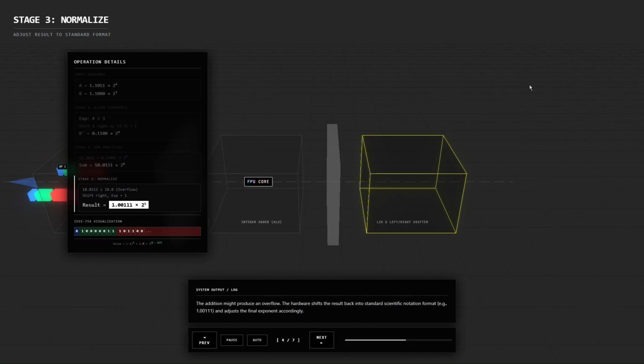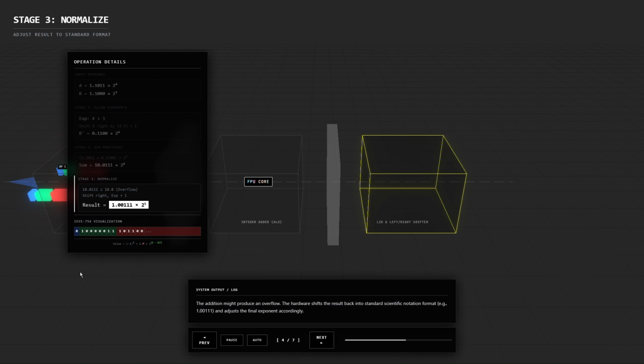And look at that result there. That just appeared. That is your final answer. Clean, normalized, IEEE 754 compliant. And notice the bit field at the bottom panel is updated. New exponent value, new mantissa bits. That is the exact bit pattern your processor would store in a register. So three stages: align, add, normalize.